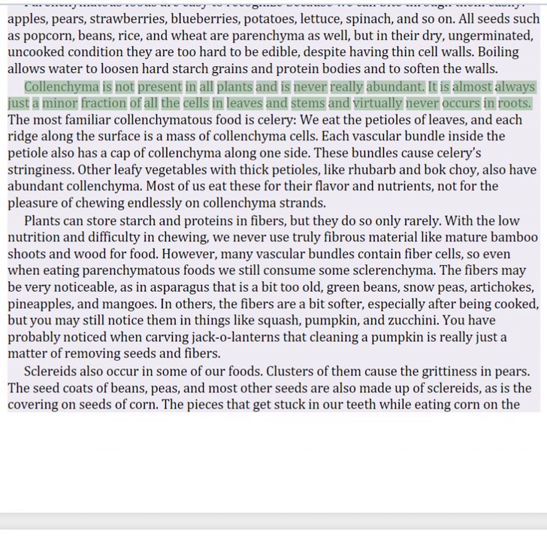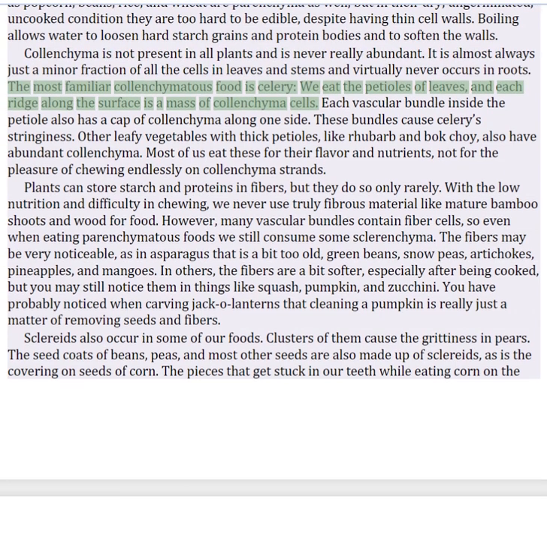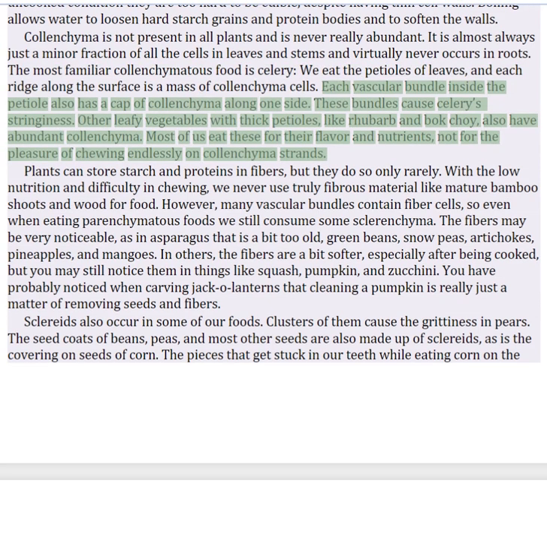Collenchyma is not present in all plants and is never really abundant. It is almost always just a minor fraction of all the cells in leaves and stems and virtually never occurs in roots. The most familiar collenchymatous food is celery. We eat the petioles of leaves, and each ridge along the surface is a mass of collenchyma cells. Each vascular bundle inside the petiole also has a cap of collenchyma along one side. These bundles cause celery stringiness. Other leafy vegetables with thick petioles, like rhubarb and bok choy, also have abundant collenchyma. Most of us eat these for their flavor and nutrients, not for the pleasure of chewing endlessly on collenchyma strands.